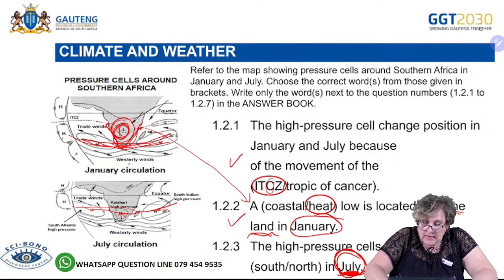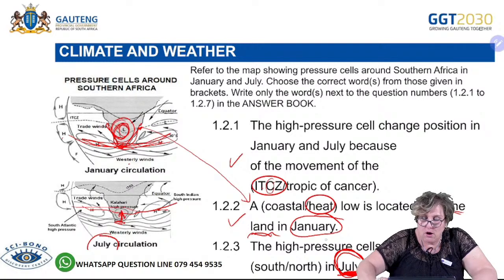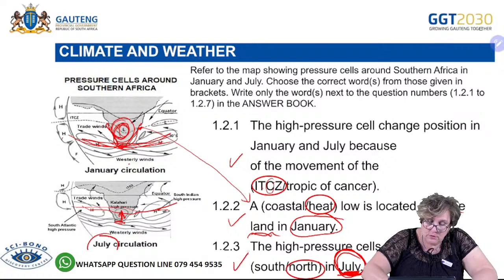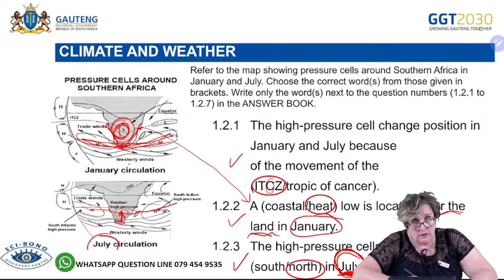Now I see the high pressure cells have moved. Is it north or south in July? So I'll go to July. I see it was there, but it has moved up. So your answer is going to be north. Also, at least 3 out of 7 so far for you.